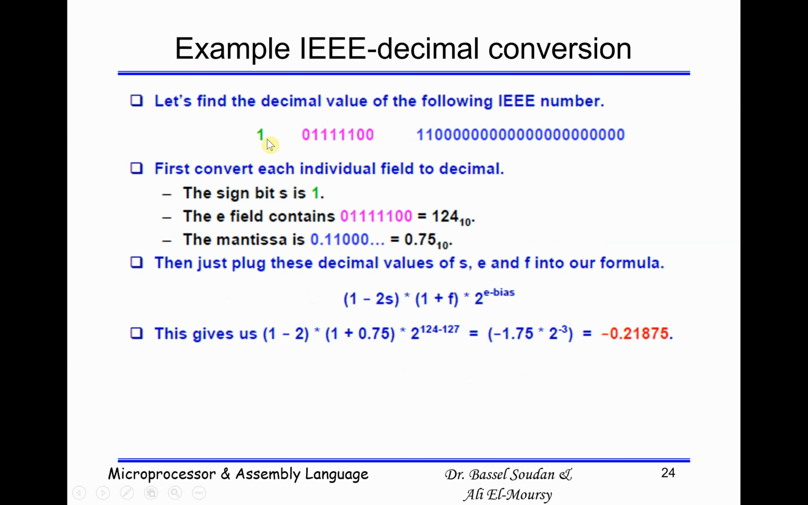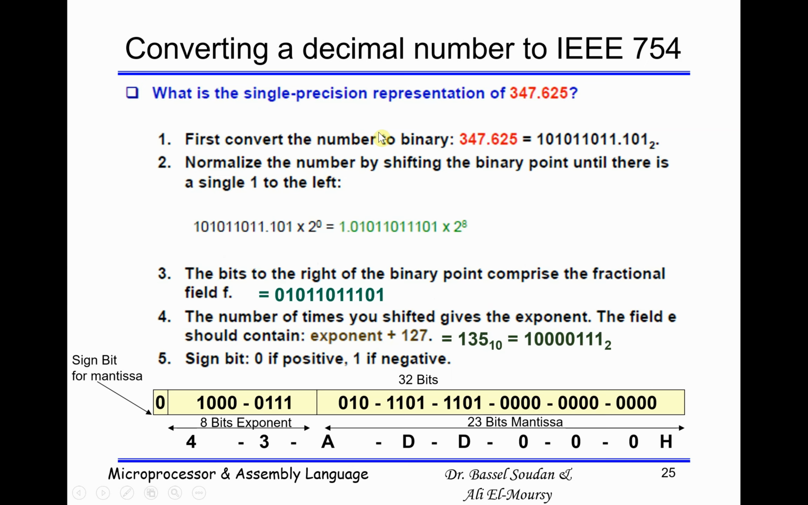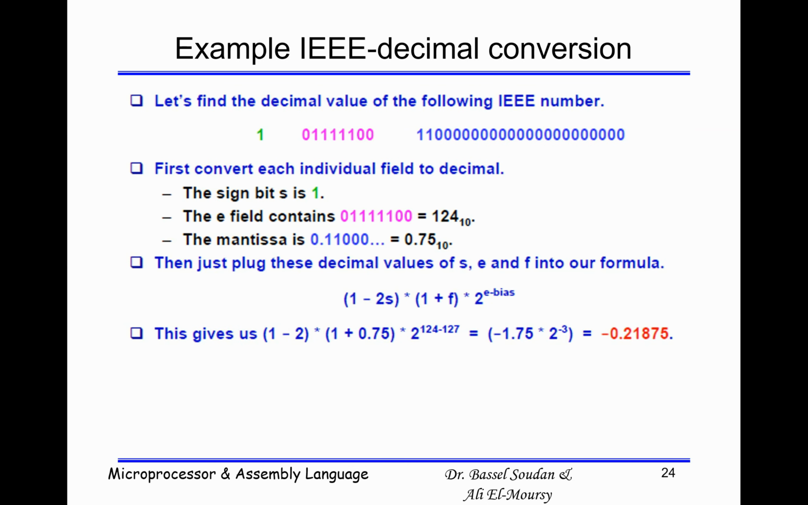So assuming that you have this number stored in IEEE, you can see here those are the 23 bits, so this is actually representing the value of F, and this is actually the value of E, and this is actually the value of S. So the sign equals 1 means this number is negative, and the E field equals this number converted to decimal, it's 124. Okay, and the mantissa is 0.11000, which is 0.75.